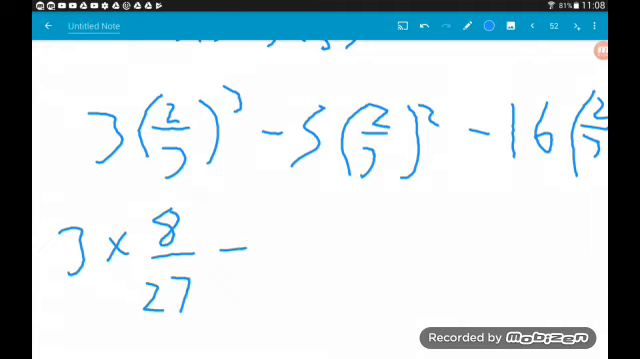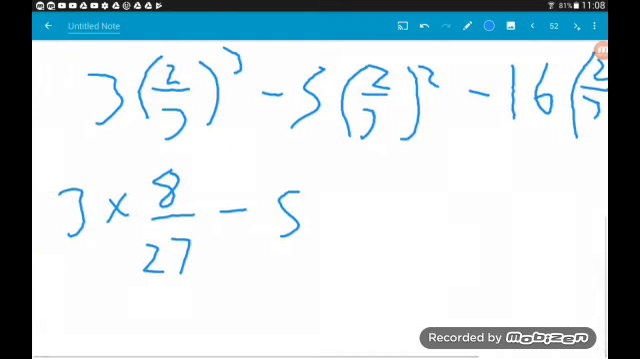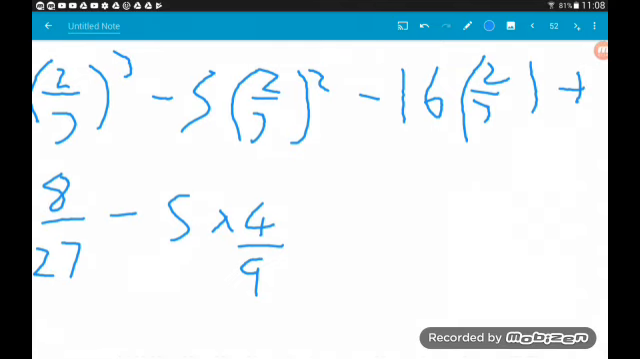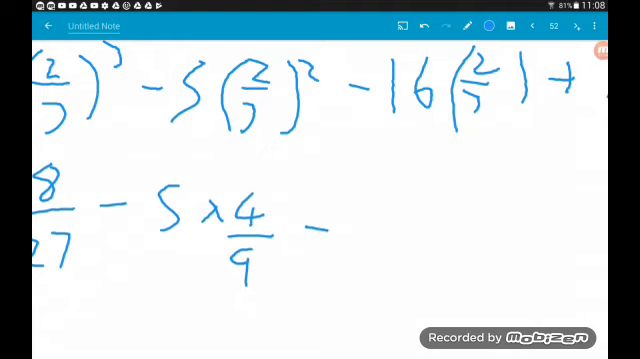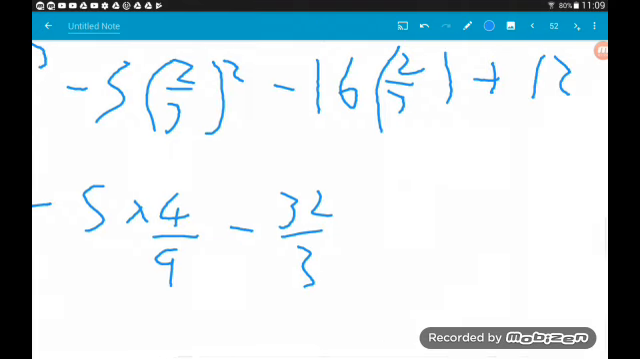And then we've got minus 5 lots of, well, 2/3 squared is 4 over 9. Then we've got minus 16 times 2/3. So minus 16 times 2/3 is going to be minus 32/3. And then we've got plus 12 at the end.